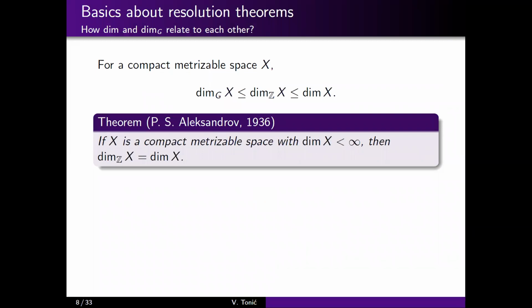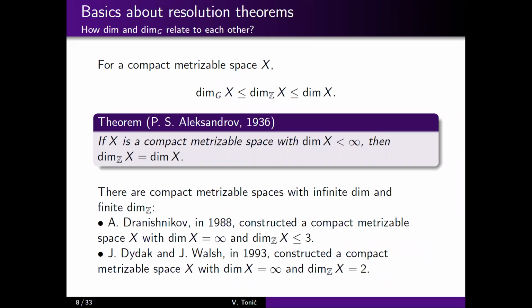So for the general correspondence, again, only for compact metrizable spaces, so it works here. For the general correspondence between dim_G for any abelian group G, dim_Z and dim, you have this inequality above. So dim_G of X is less than or equal to dim_Z of X, which is less than or equal to dim X for the same X. But if dim is finite, then dim_Z and dim are the same. That was a theorem by Alexandrov.